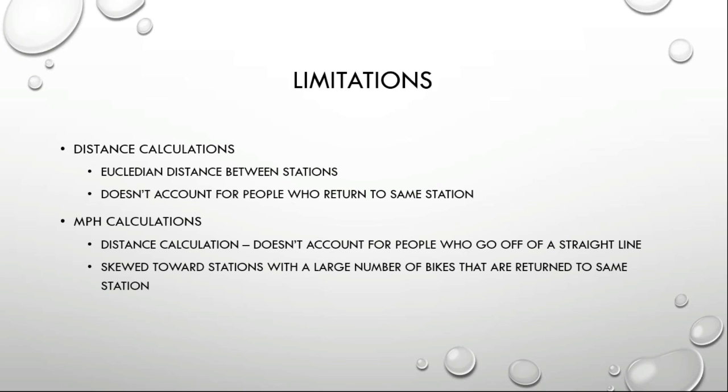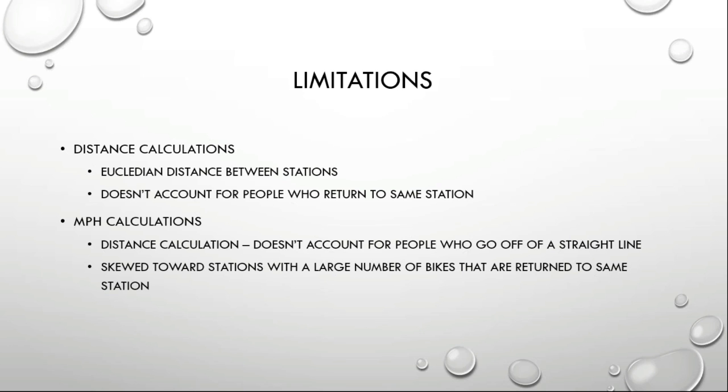Again, since we use our distance calculation, people who aren't going in a straight line obviously will have a different speed, and therefore, since the distance is going to be greater than what we calculate, obviously the speed will be greater over that specified time period.